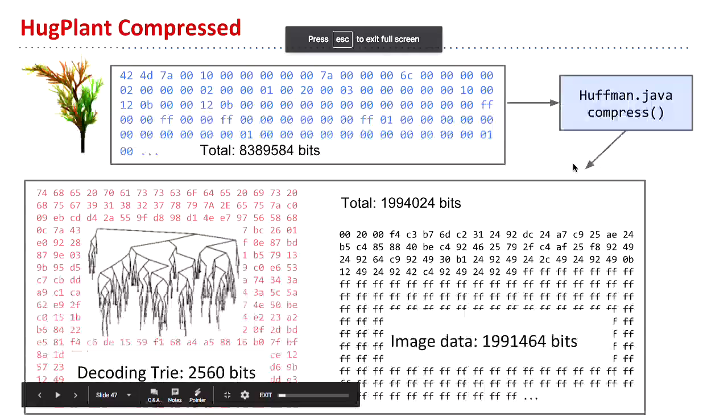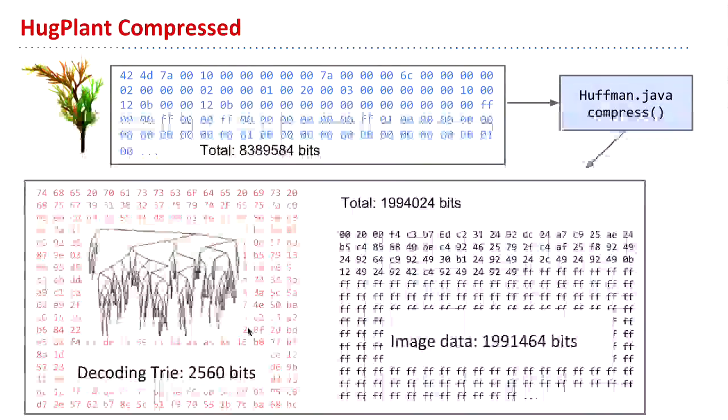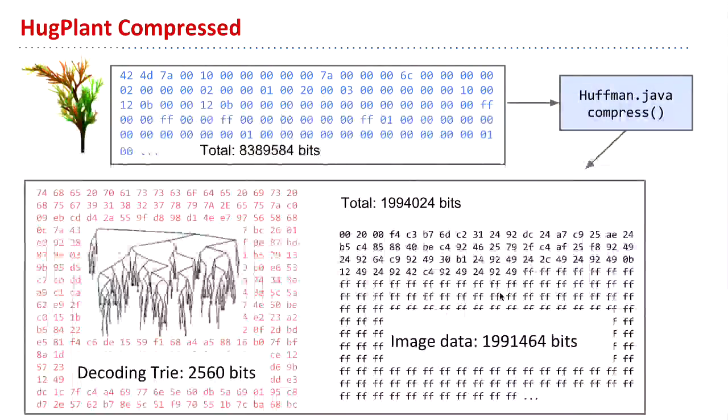So we have a decoding trie that, when I ran the experiment, was 2,560 bits, and the image data, all of those encoded bits, is 1,999,000 bits. So in other words, we went from 8.4 million to around 2 million. That's pretty good. All this stuff is in one big file called hugplant.huff.